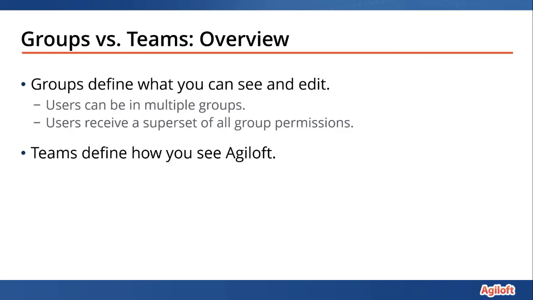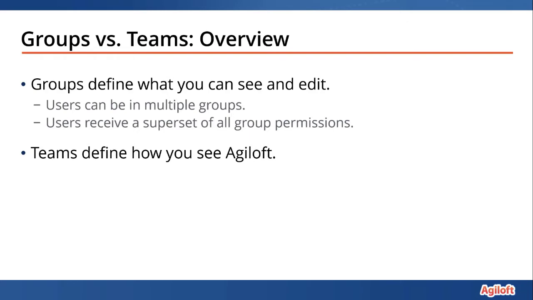A user who is in the contract creator group, which can see all contracts and edit their own, and the contract department administrator group, which can both see and edit all the contracts for their department, would be able to see all contracts and edit all contracts in their department, since that is the superset of the most extensive permissions of the groups in which they are listed.